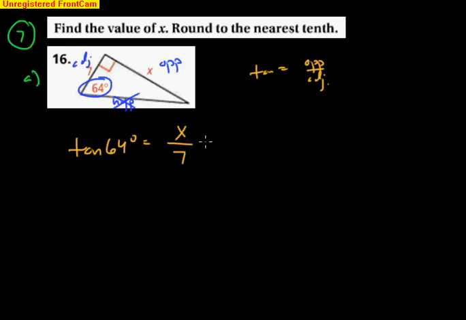Now, you want to solve this for x. There is a 7 in the denominator. Multiply both sides by 7. Remember, you take care of the denominator by multiplying by it. And we get over here 7 tangent of 64 degrees equals x. And now we just use our calculator. 7 tangent 64 degrees. And we get an x value rounded to the nearest tenth of 14.4.